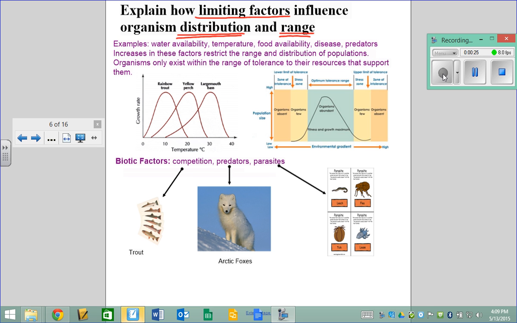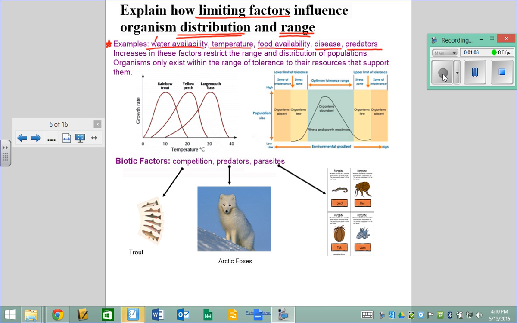In other words, what kind of factors limit where an organism can live and how many of them can live there. Now at the very beginning, I put some examples here of things that are very typical limiting factors. And you'll see that these are a bunch of biotic and abiotic factors that we listed or saw in our class yesterday. Water availability, temperature, food, disease, predators. Some of them are biotic and some of them are abiotic.